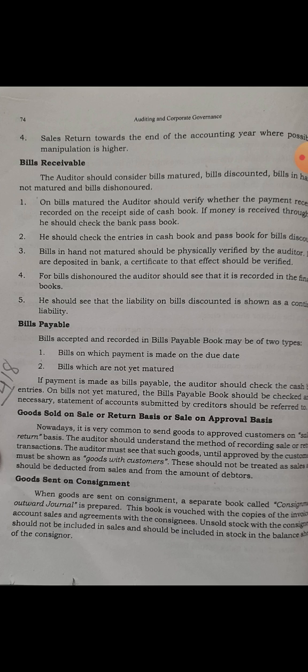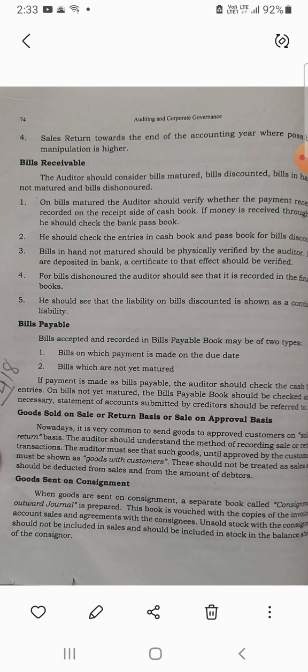In this case, the auditor should check the cash book entries. For all the bills not yet matured, the bills payable book should be checked, and the necessary statement of account submitted by the creditor should be referred to.